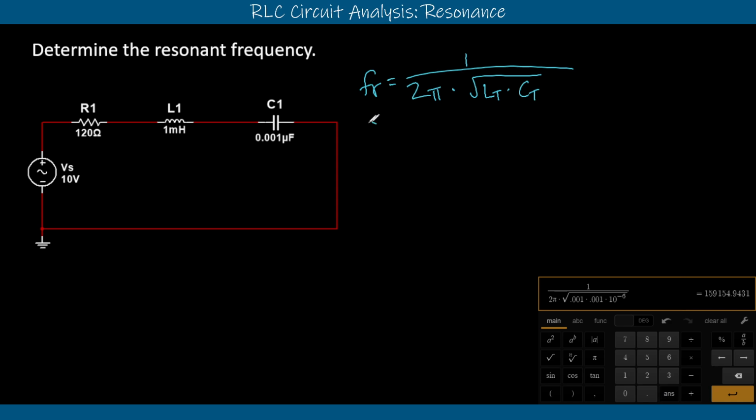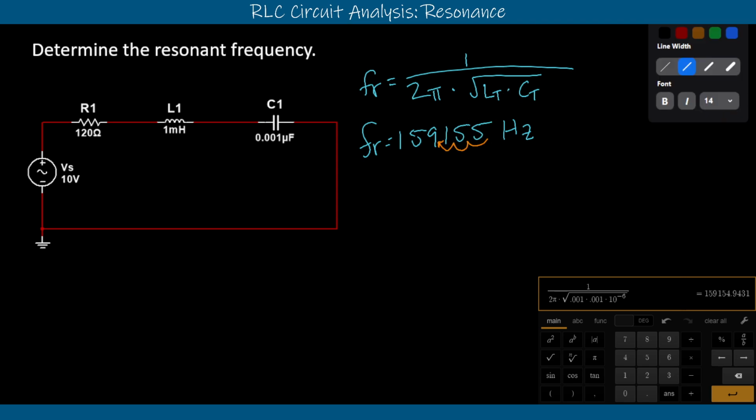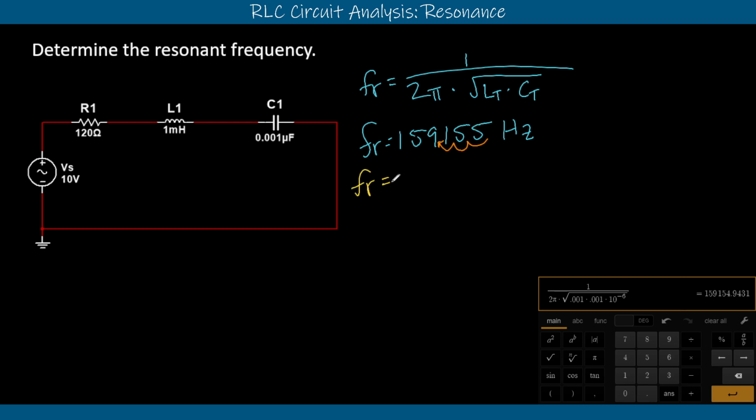So we'll plug that in. We'll say FR is equal to 159,155, and that's in hertz. That's a pretty big number, so we can move that over: if we move it back 1, 2, 3 spots, we can get a new value. We say that our FR is equal to 159.2, and that is kilohertz now.